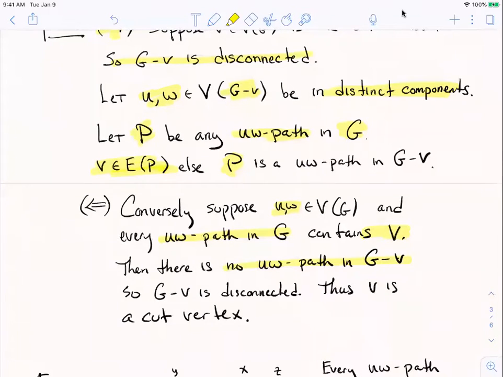So if there's no U-W path, then G minus V must be a disconnected graph. There's a pair of vertices that doesn't have a path between them. So pulling out V increased the number of components. That means V is a cut vertex. All right, so that's the proof of the theorem.